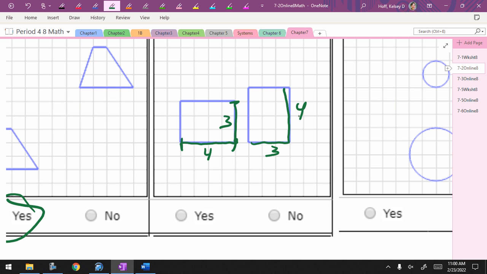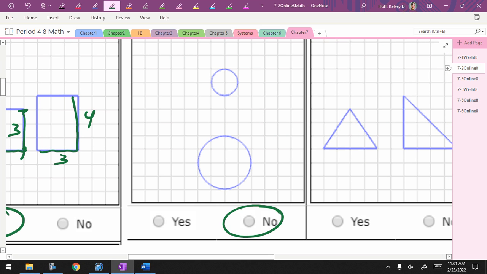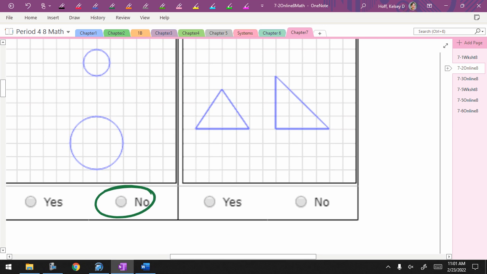Okay. Congruent, yes or no? Yes. Yes. They're rotated. Okay, they're rotated, but they are congruent. Next one? No. Last one? No. Okay. Those are, again, almost so easy, don't overthink it. Agreed? So easy, don't overthink it.